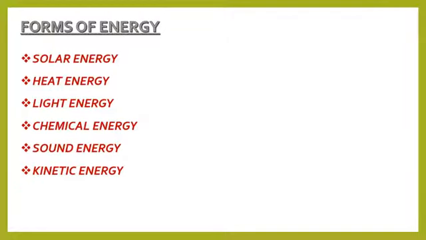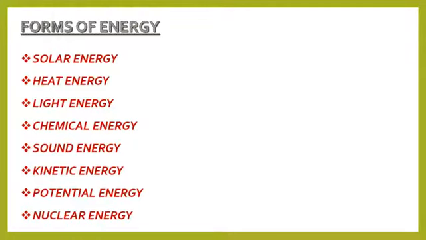We have kinetic energy, energy possessed by a body due to its movements. Then we have potential energy. Potential energy is the energy possessed by a body due to its what? Position. Then we have nuclear energy. Energy due to the splitting of the nucleus of an atom or the fusion, that's putting together two or more nuclei of atoms. So these are the forms of energy. We may have other ones, but for now, these are the forms we have. Okay?